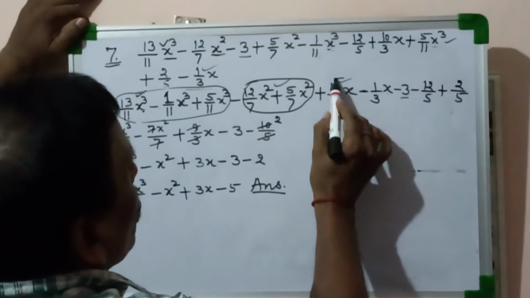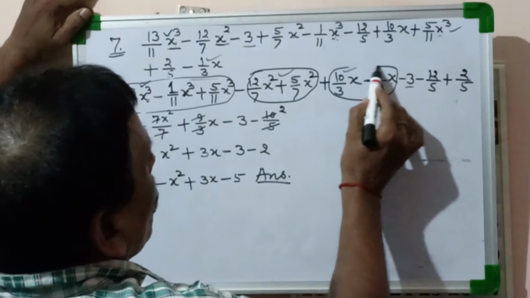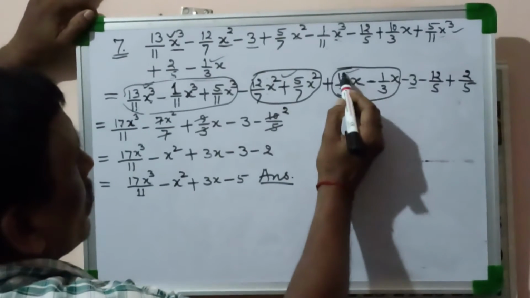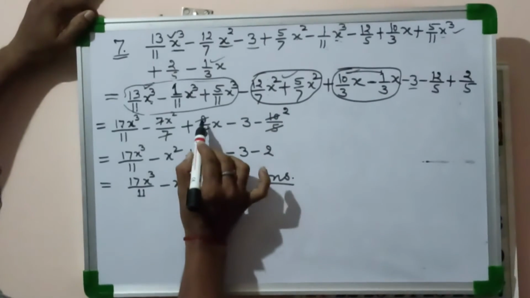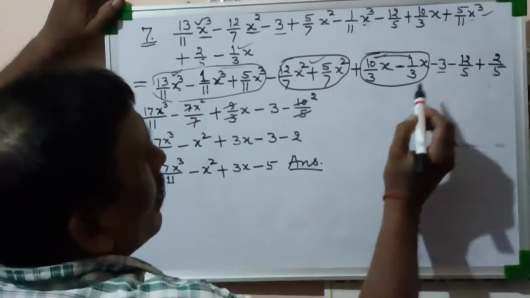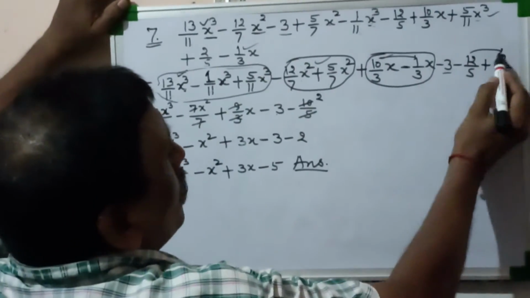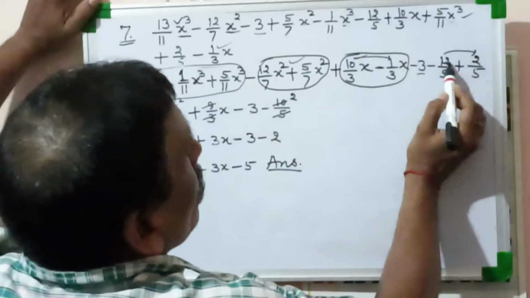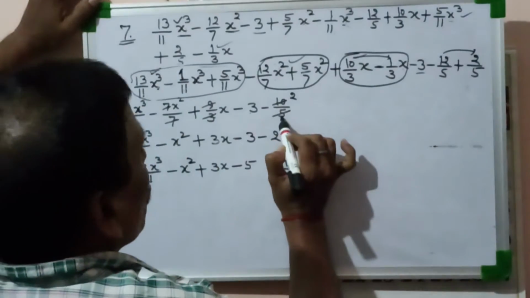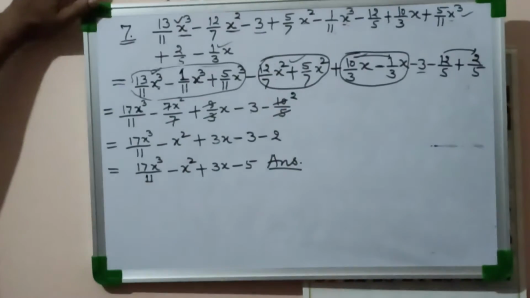Now these two terms again: 10 by 3x minus 1 by 3x. 10 minus 1 is 9, 9 by 3x. Then minus 3, minus 12 by 5 plus 2 by 5. Minus 12 plus 2 is minus 10 by 5.